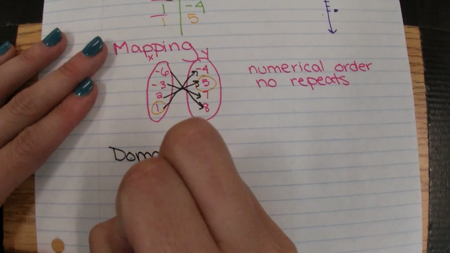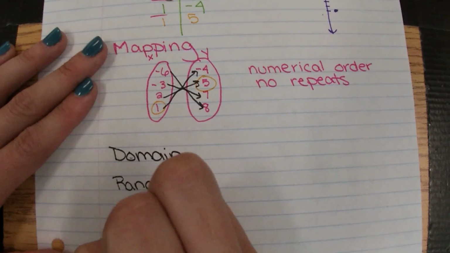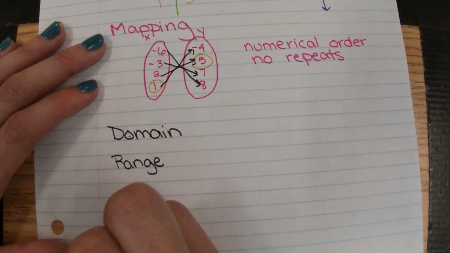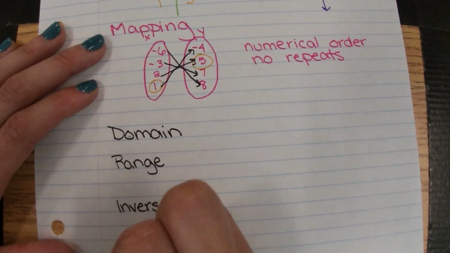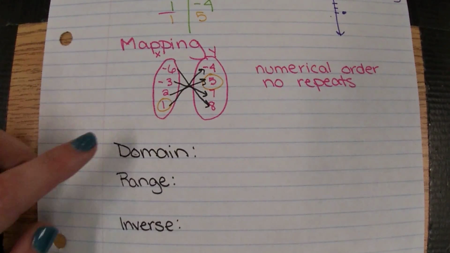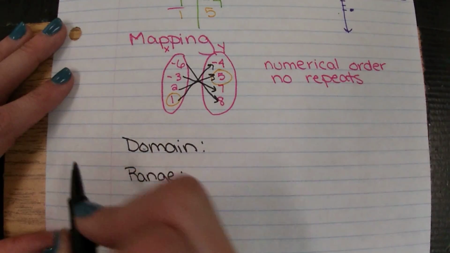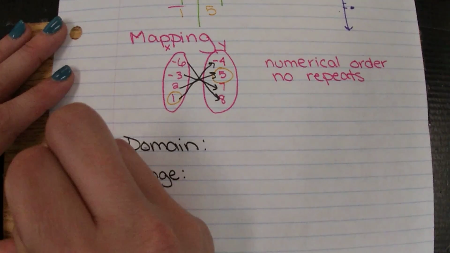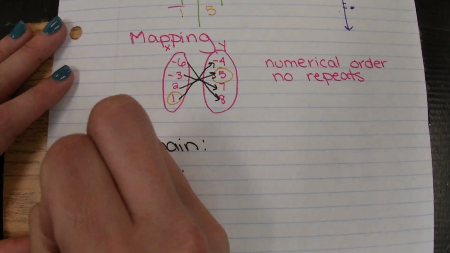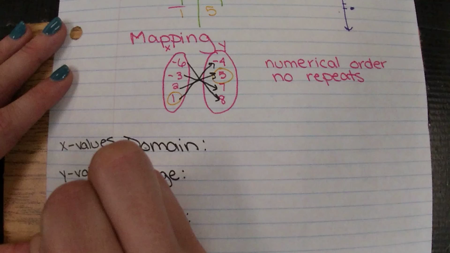Okay, we can talk about a domain, a range, okay, and an inverse is one other small thing we're going to add. The domain and the range go together. Well, kind of. We typically talk about the domain and the range together. The domain is going to be our x values, and the range is going to be our y values.